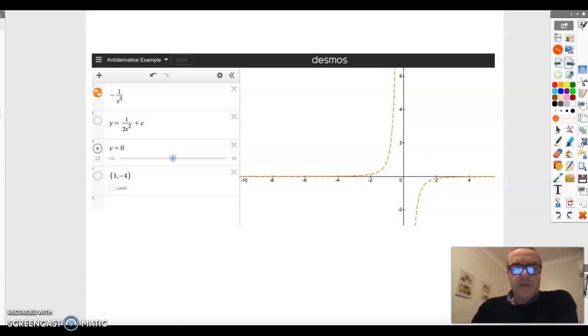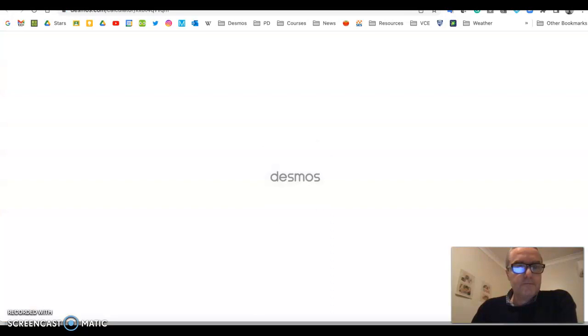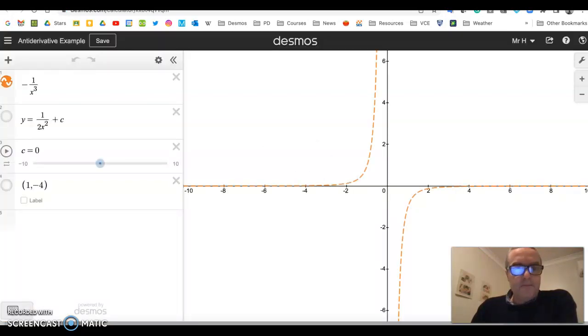Let's just use this demonstration on Desmos to talk about the difference between the indefinite integral and an antiderivative. So it's the same problem that we've just worked through together. Our yellow dotted line on the screen at the moment is our derivative, our dy dx. Our first step was to use integration to find the indefinite integral. And so we get the curve 1 over 2x squared plus c. And we can see how that relates to the derivative.